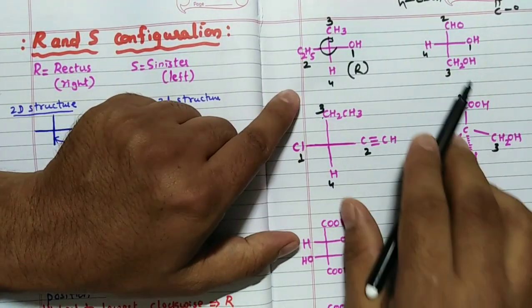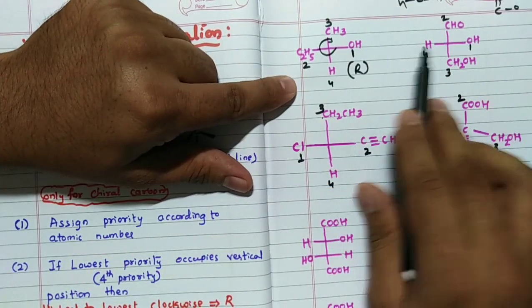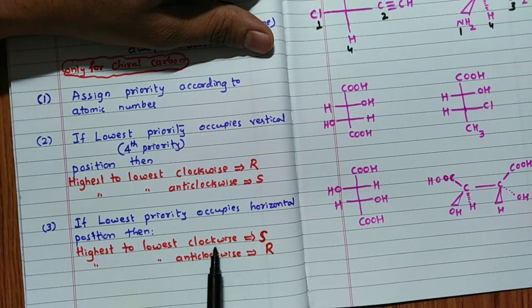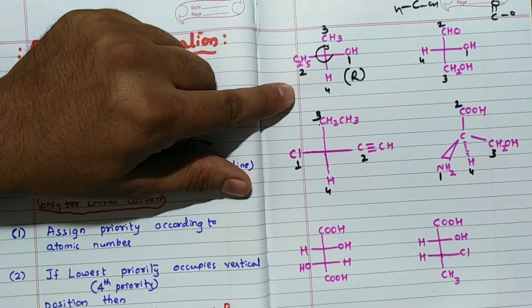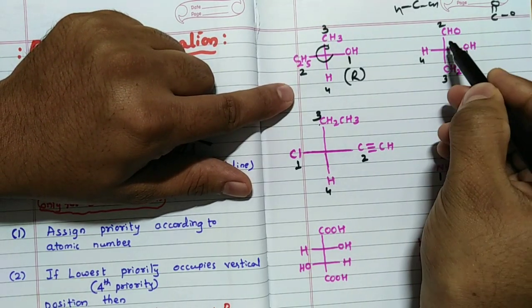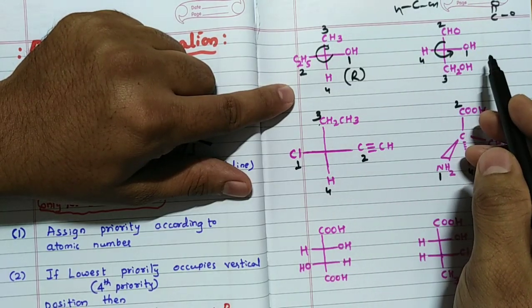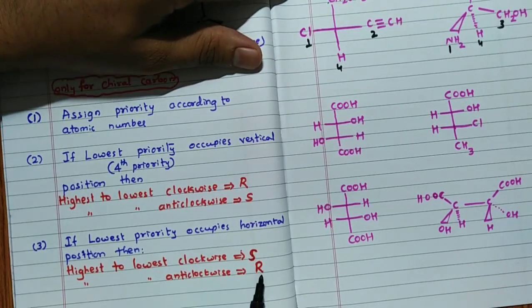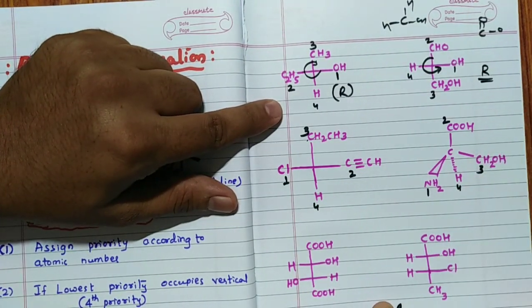Now here, lowest priority is 4. So the fourth one is present in the horizontal position. If it is horizontal, remember highest to lowest clockwise is S. Anti-clockwise, R. Remember this point. So now you can see in this particular case, 1, 2, 3 like this. 1, 2, 3 like this means it is anti-clockwise, right? Anti-clockwise means it is R. So hence the configuration for this is, remember, R, like this, quickly.